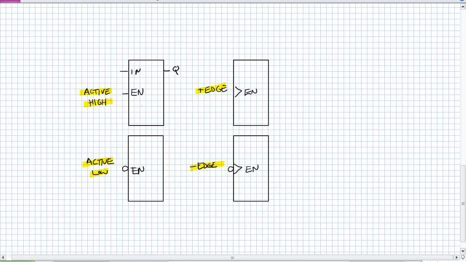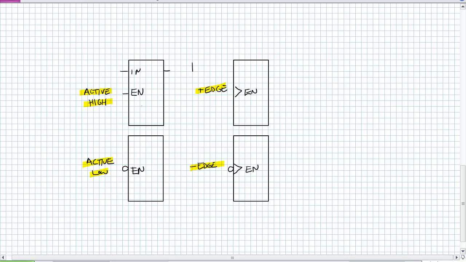If that enable is high and the in says to Q, store me a zero, what's the value of Q? It's a zero. If the enable is high and the input says store me a one, what is Q? It stores you a one. However, if enable is low and the input says store me a zero, what does that device do? It does nothing, right? Because it's not enabled. So it's storing that previous one in there. So that's how these enables work: active high versus active low versus positive edge and negative edge.